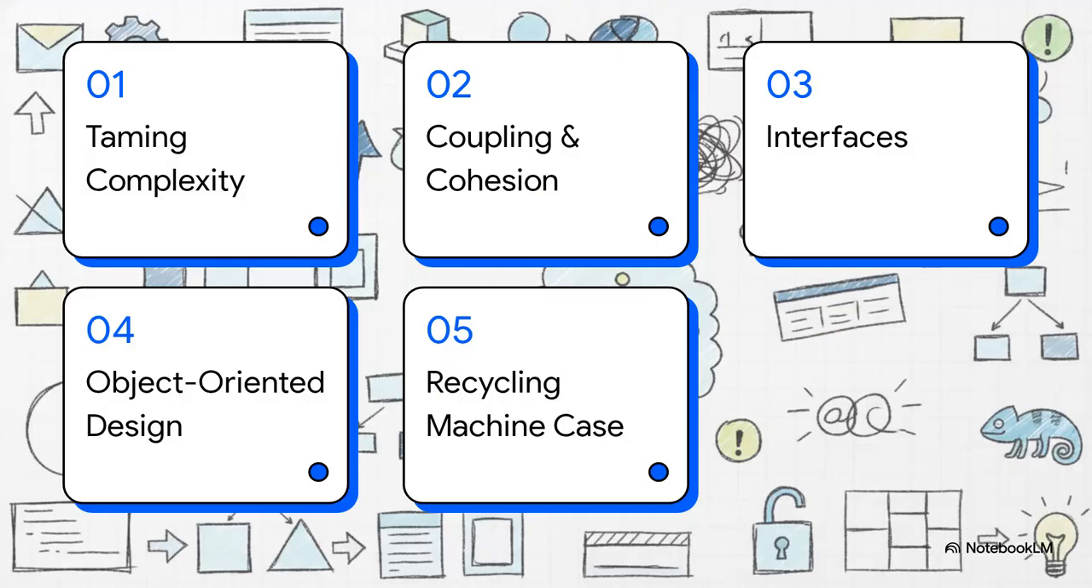Here is our roadmap for today's explainer. We're going to cover taming complexity, low coupling and high cohesion, interfaces, object-oriented design basics, and then we'll wrap it all up with a real-world recycling machine case study.